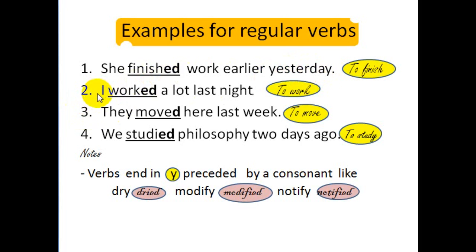Second example, I worked a lot last night. So to work, this is the infinitive. Work, the stem, plus ed. So this is the simple past. Worked, this is the simple past of the verb to work. I worked a lot last night. When? The time in the past. When did I work a lot? So I worked a lot last night. Last night is the time expression.